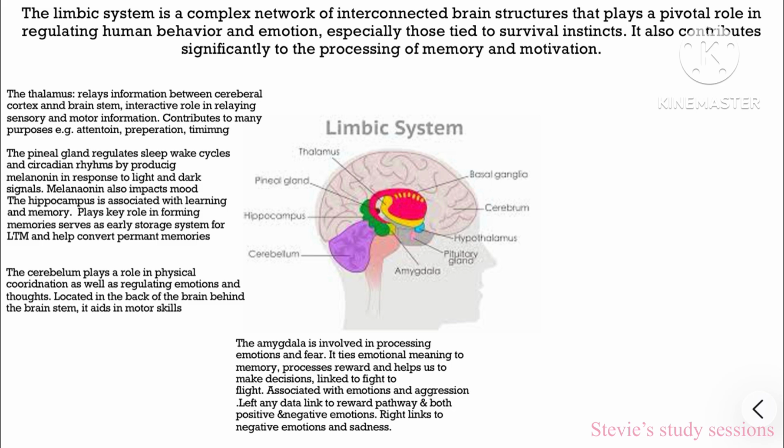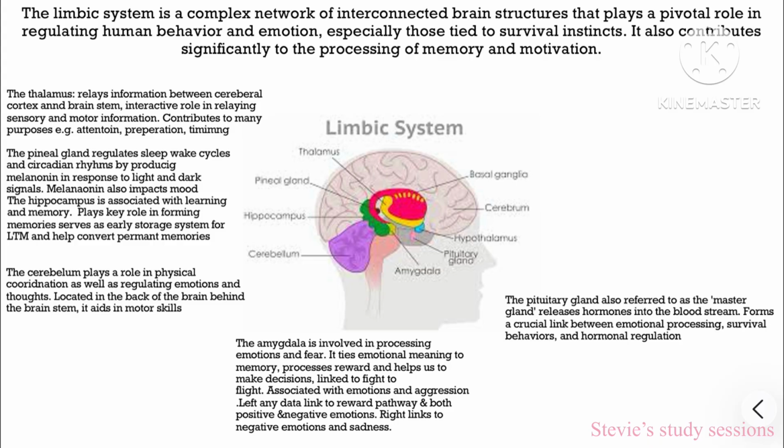The amygdala is involved in processing emotions and fear. It ties emotions to meaning, processing of rewards, and helps us to make decisions. It's linked to fight or flight. It's associated with emotions and aggression. The left side of the amygdala links to the reward pathway and positive and negative emotions. The right side of the amygdala links to negative emotions and sadness.